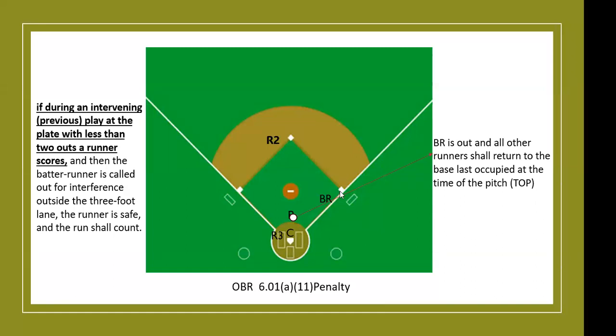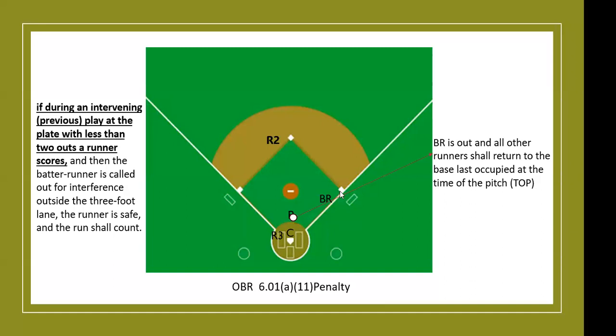Cool. Got it. Everybody's on the same page. All right. So I'm going to turn around. I'm going to point to R3. You score. Hopefully he's still standing in the dirt circle. Point to R2. You go back to second base. Point to batter runner. You're out for interference.